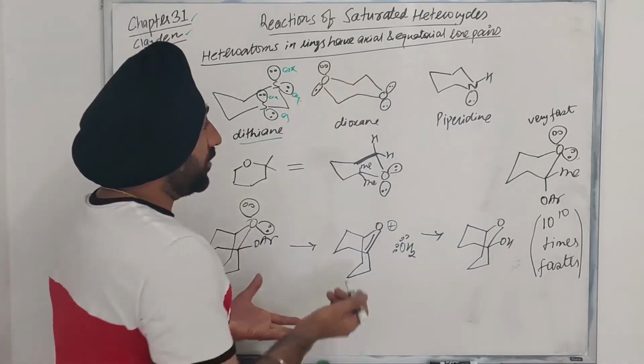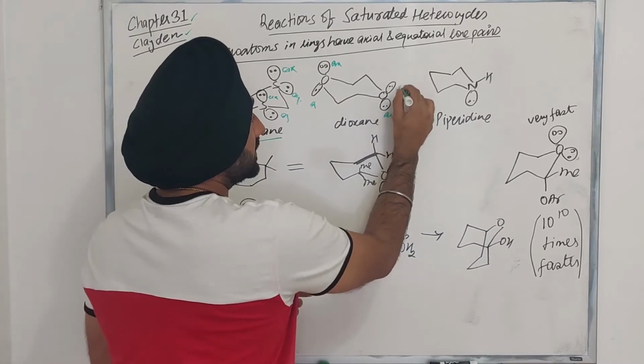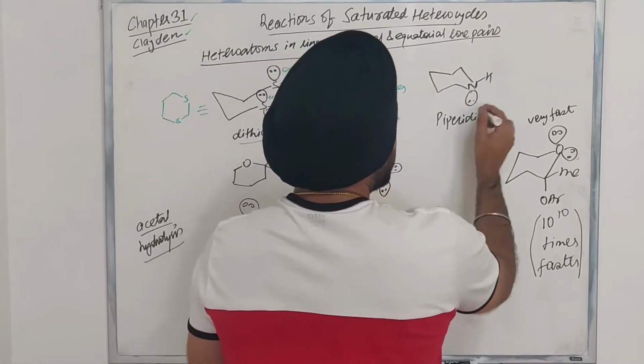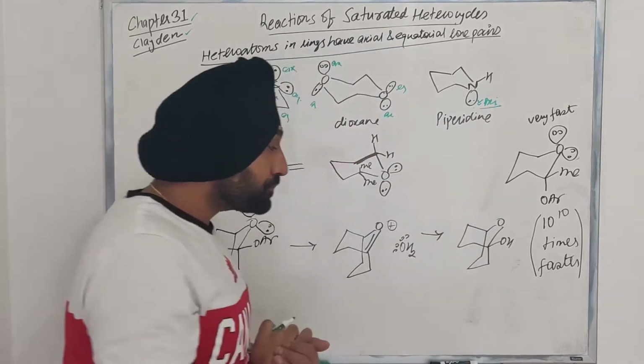Similarly, in the case of dioxane as well, one of them is axial, one is equatorial, this is axial, this is equatorial. And in the case of piperidine, you can have this hydrogen which is axial in nature. Okay?